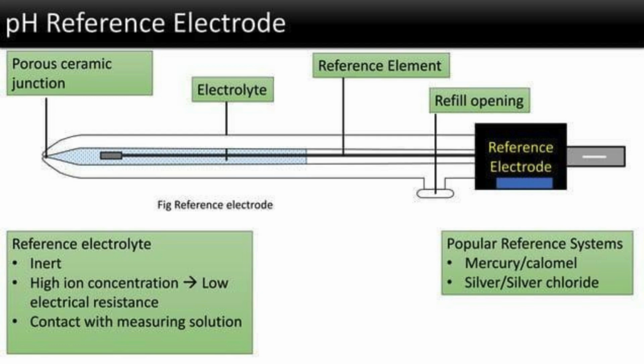The electrolyte needs to be inert, have a high ion concentration for low electrical resistance, and it must be in contact with the measuring solution. Popular systems for the reference element include mercury with calomel or silver with silver chloride.